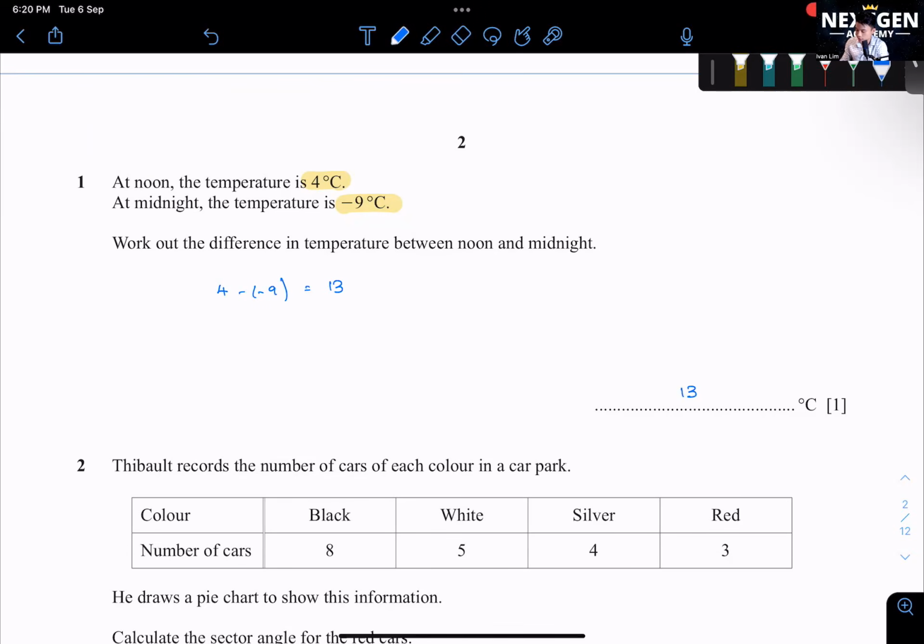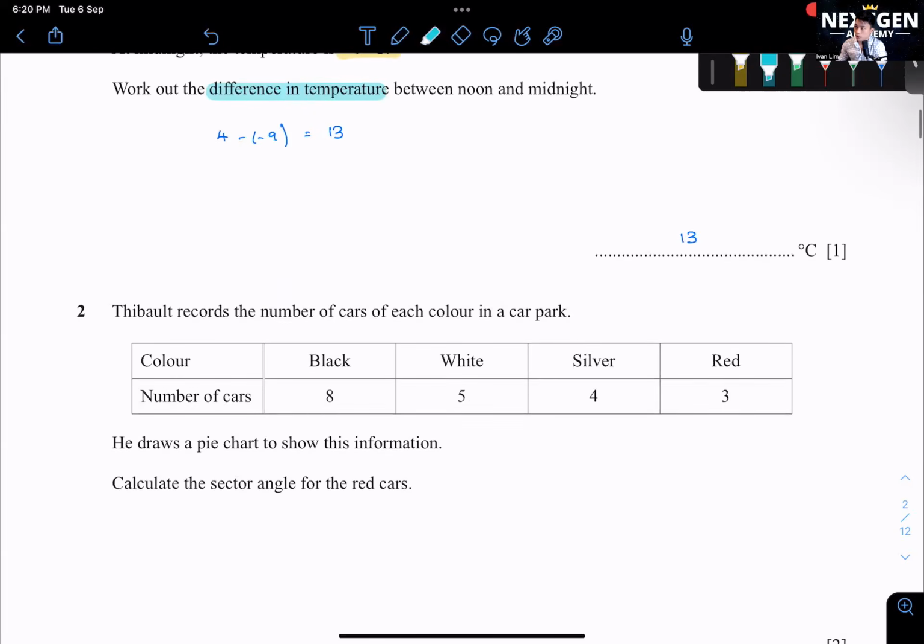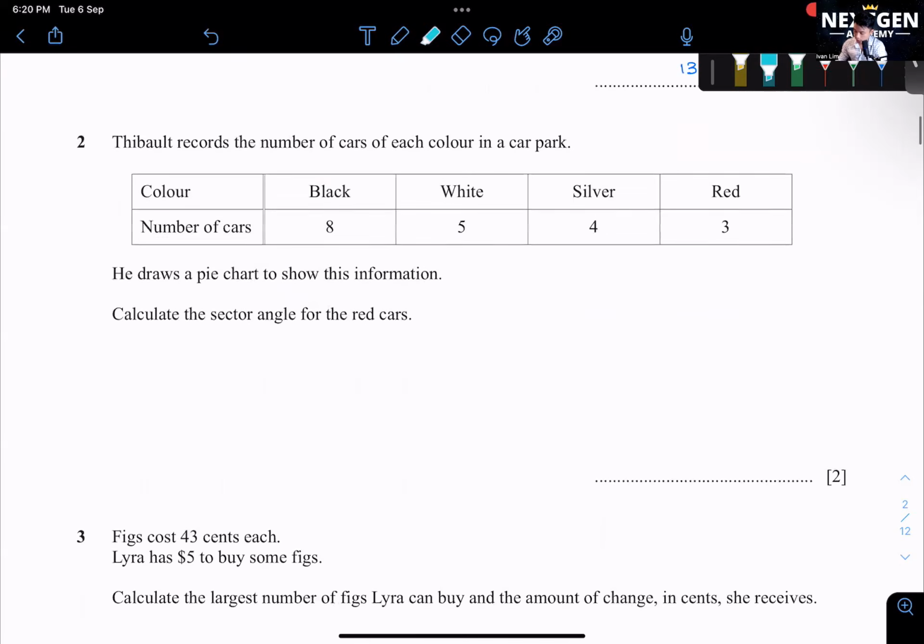If you get -13 degrees Celsius, it is also correct, because they never say taking the final one, they just say difference in temperature between noon and midnight. So just put a tick there and you can circle the 1 mark.